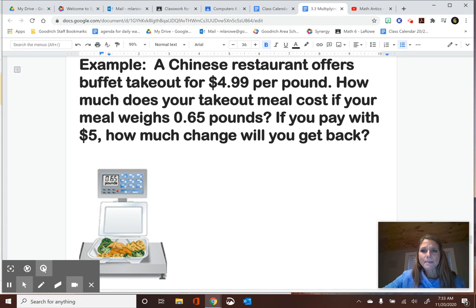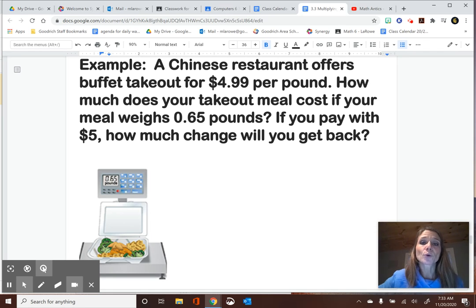I see here that I'm at a restaurant and they have this buffet stand where I can take out a meal. And the cost is $4.99 per pound, which means I only pay for what I take. So the more I take, the heavier the container will get and the more I'm going to pay. But the less it weighs, the less I'm going to pay. So if it doesn't weigh exactly 1 pound, then I won't pay exactly $4.99.